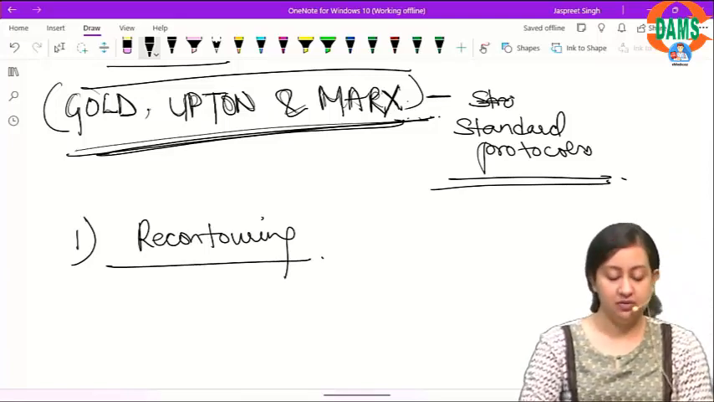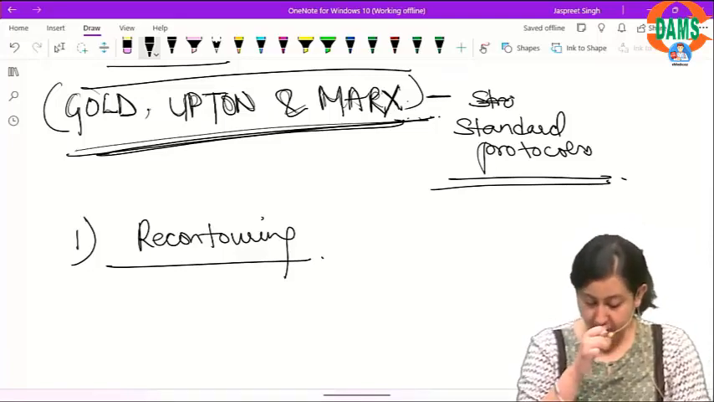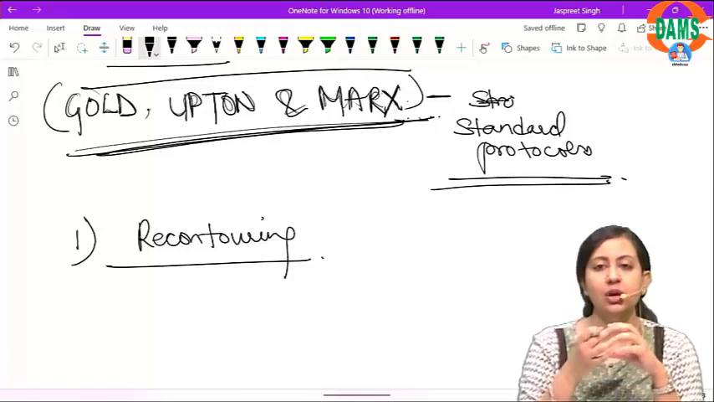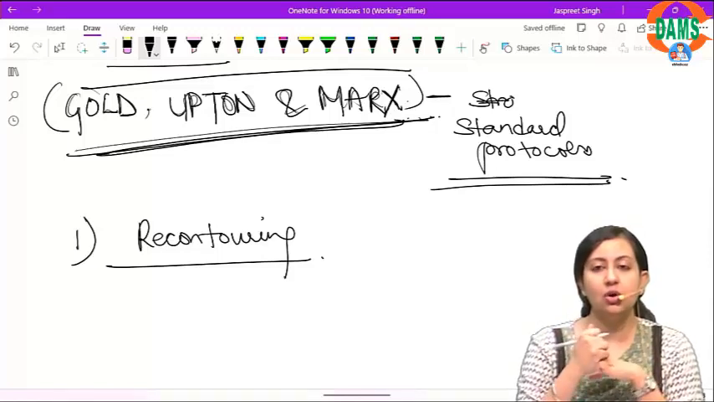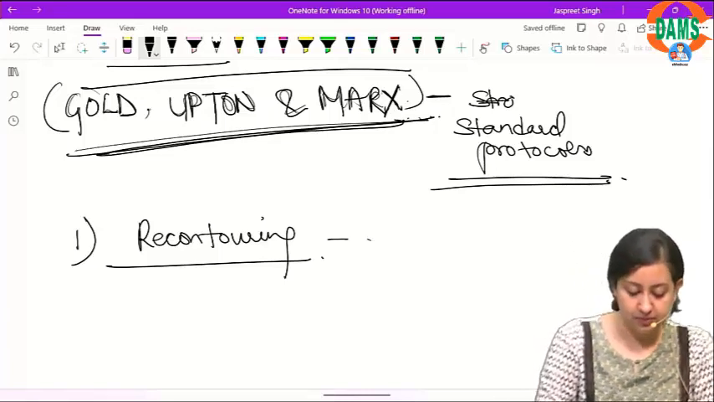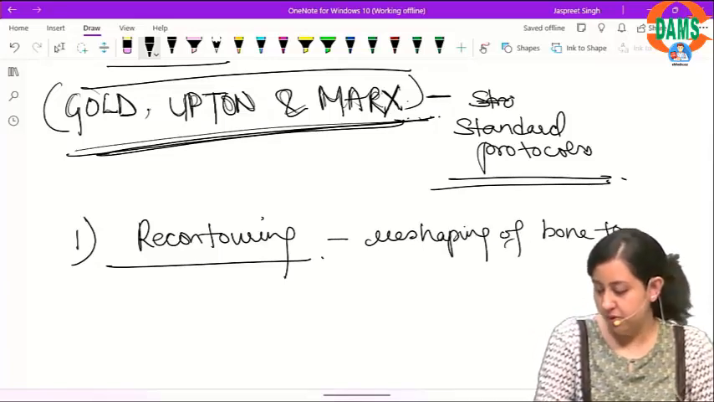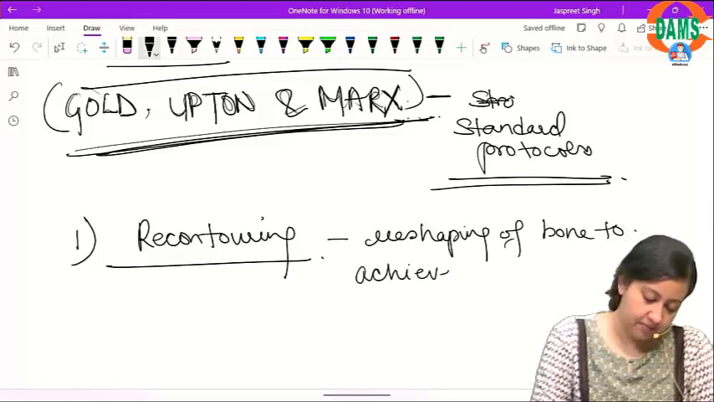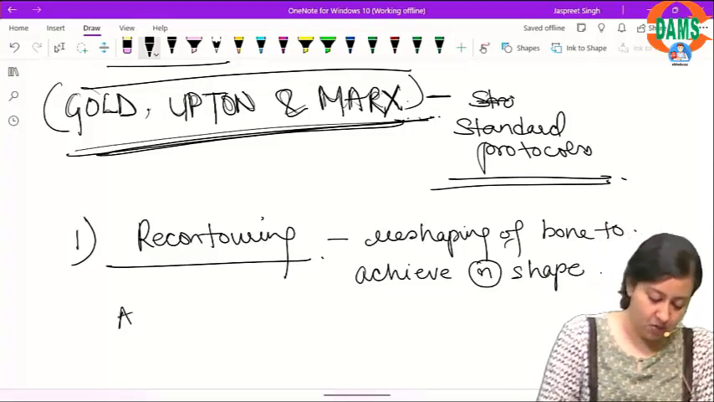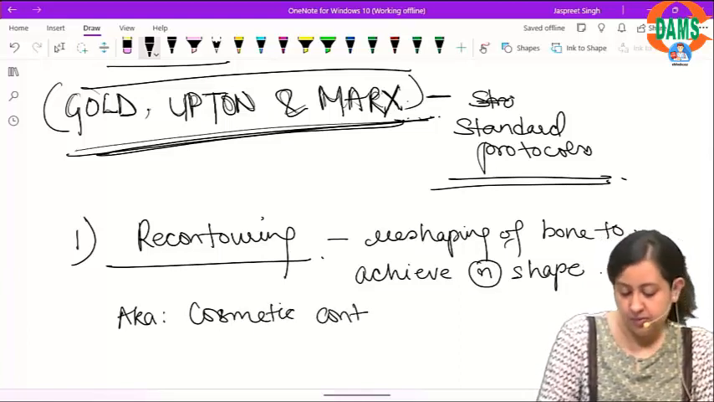Recontouring. The first protocol that they gave was recontouring. So now, what is recontouring? Recontouring is nothing but reshaping of the bone to attain normal contours or normal curvatures. Alright, recontouring is, please write down, reshaping of bone to achieve normal shape, also known as cosmetic contouring.